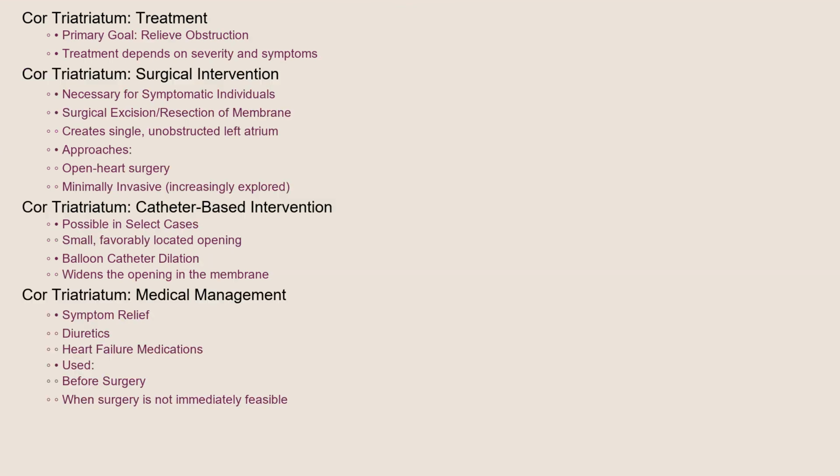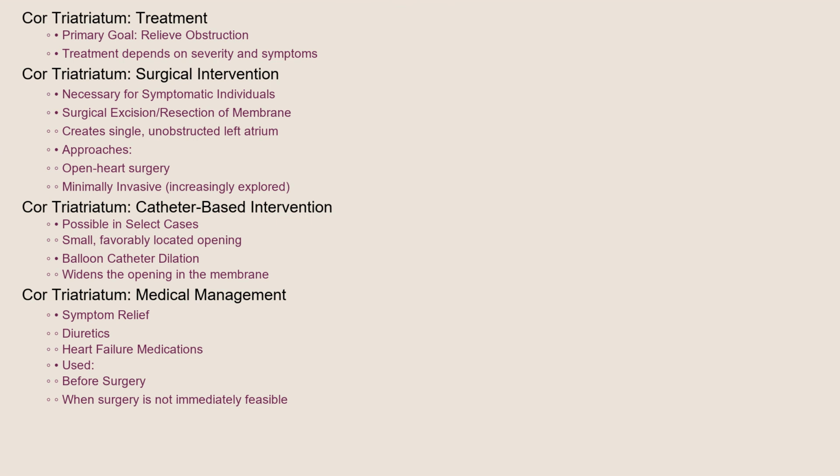The treatment of Triatriatum primarily focuses on relieving the obstruction caused by the dividing membrane. For symptomatic individuals, surgical intervention is usually necessary. The standard procedure involves surgically excising or resecting the membrane, creating a single, unobstructed left atrial chamber. This can be performed through open heart surgery, and increasingly, minimally invasive approaches are being explored. In some cases, particularly when the opening is small and located favorably, a catheter-based intervention may be possible. This involves using a balloon catheter to dilate the opening in the membrane.